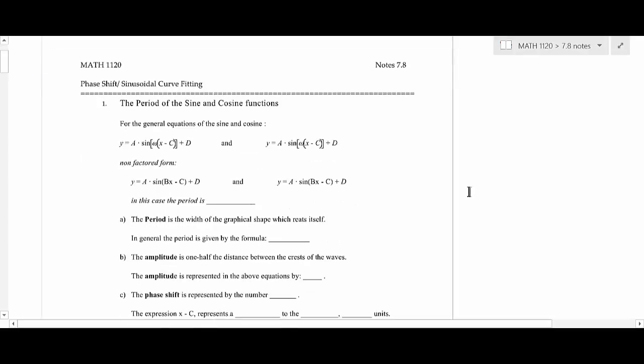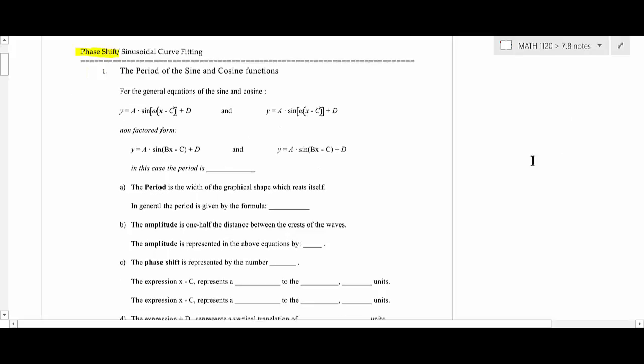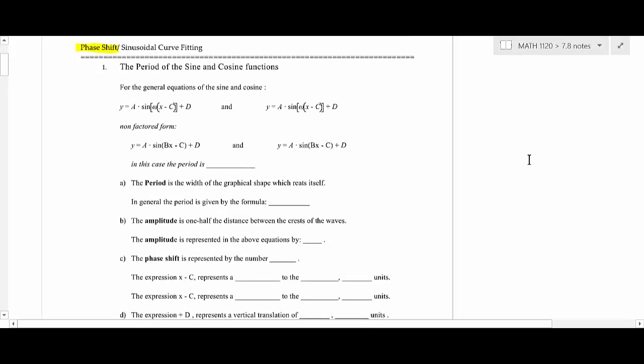In 7.8, what we're looking at is what we call phase shift. We're just going to start that a little bit tonight, and we'll do more in the next class, just to get you going with this. We're going to add one more thing. There's one last piece of the puzzle we have to put together. We haven't done that yet.